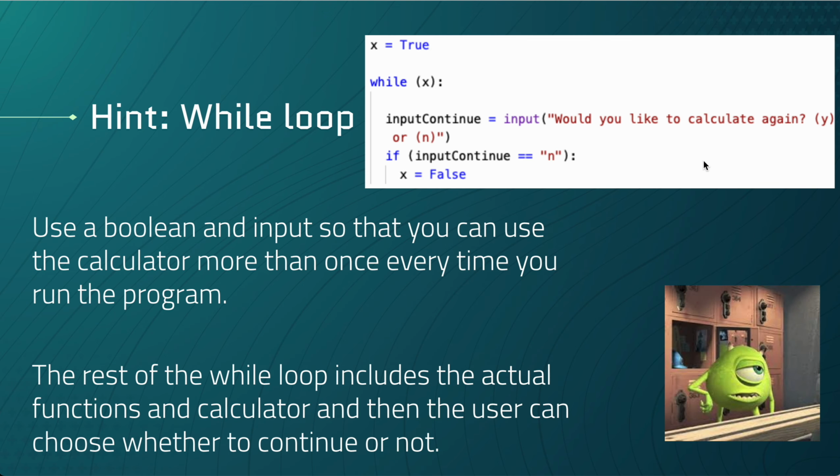Here's a little hint for the project. This is a while loop that you can use to run the calculator forever. Use a boolean and input so that you can use the calculator more than once every time you run the program. The rest of the while loop includes the actual functions and the calculator, and then the user can choose whether to continue or not.